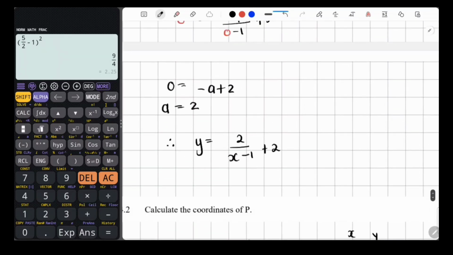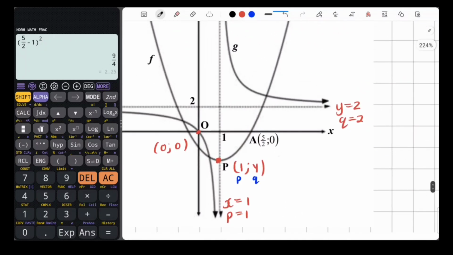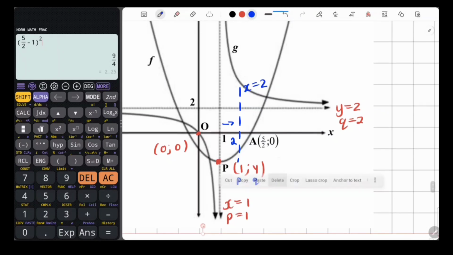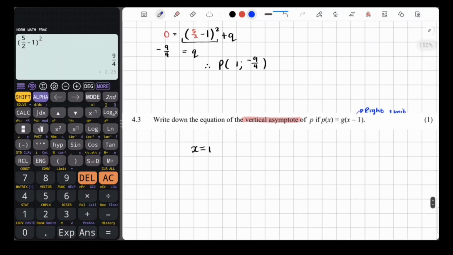We're going to look at our graph, we need to move this vertical asymptote 1 unit to the right. So it's at 1. If you move it 1 unit to the right, it will now be at 2. Okay, so now since it's at 2, the new equation is going to be x is equal to 2. So that's what happens over there. So let's go ahead and say x is now equal to 2.